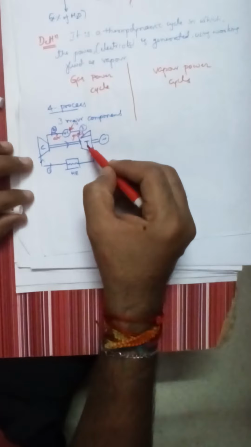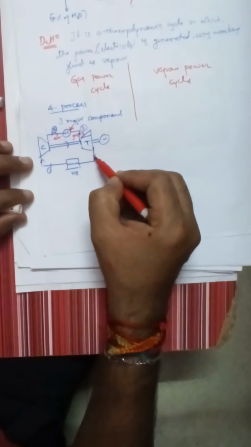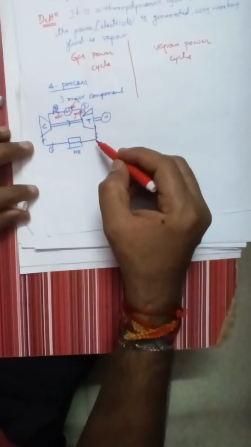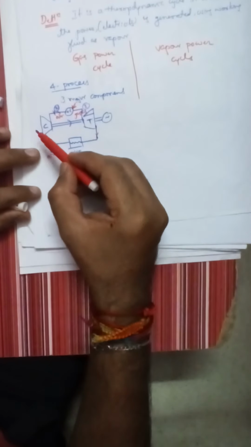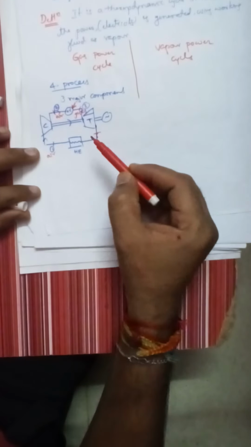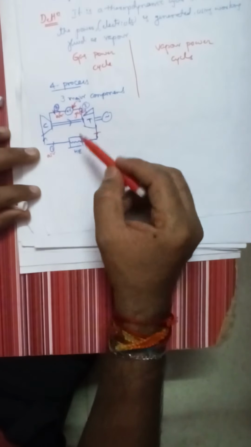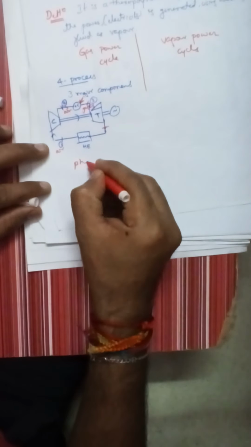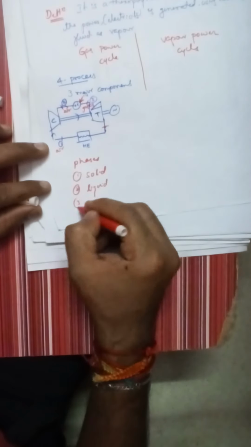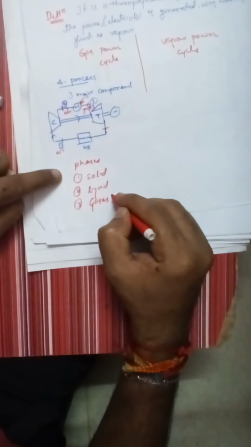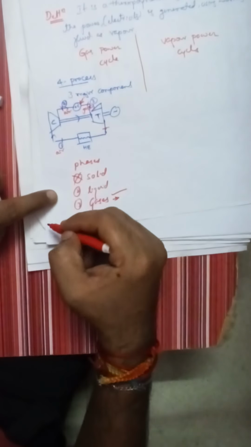Those gases are expanded in the turbine, and here we get low pressure, low temperature gases. Now observe carefully: here the working substance is air, here also air, here it is gas, and here also gas. The phase of the working substance has not changed. What do you mean by that? There are three phases: one is solid phase, second is liquid phase, and third is gaseous phase. But in these gas power cycles, the phase remains the same. The working substance in the entire cycle is in the gaseous form. It is not in the solid form, nor is it converted into liquid form. This is one major point.